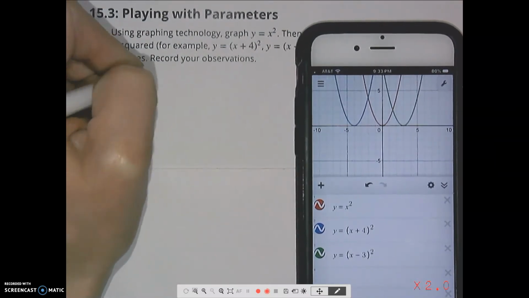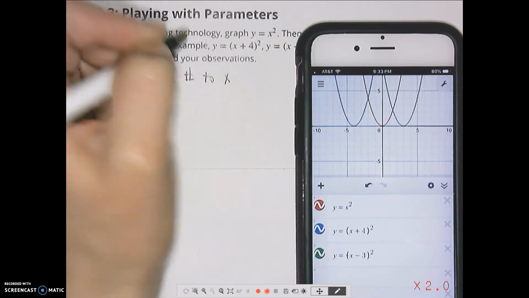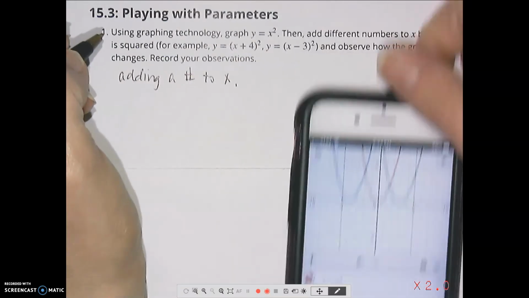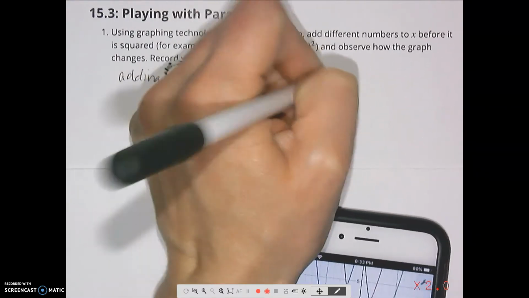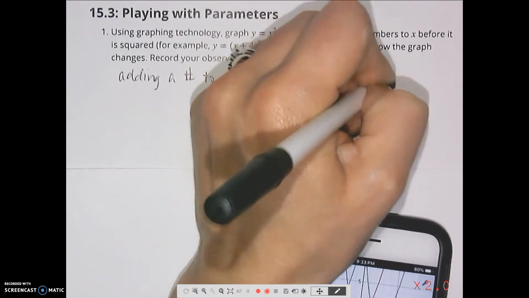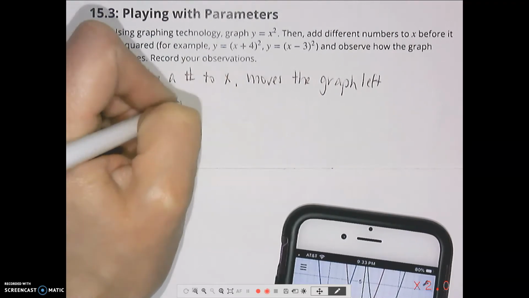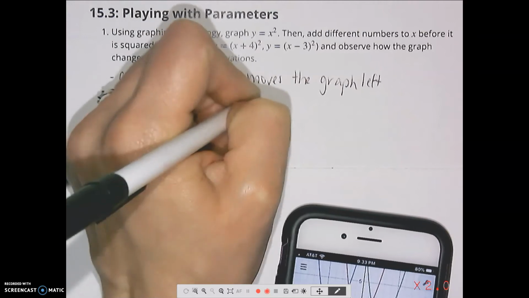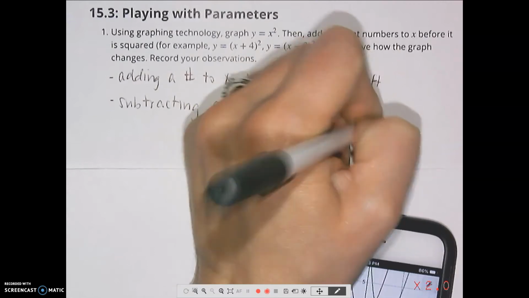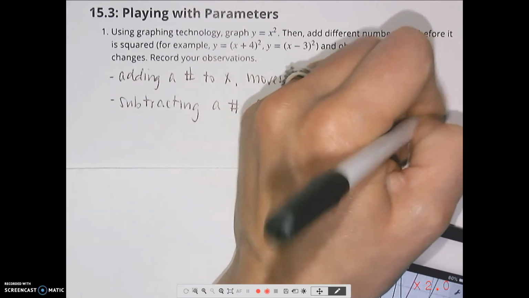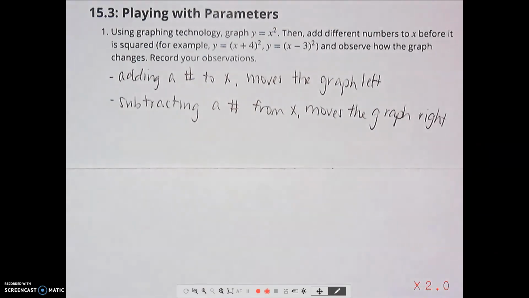So adding a number to x, let me move this out of the way here, moves the graph left. And subtracting a number from x moves the graph right. Okay? And that's going to happen no matter what numbers you come up with.